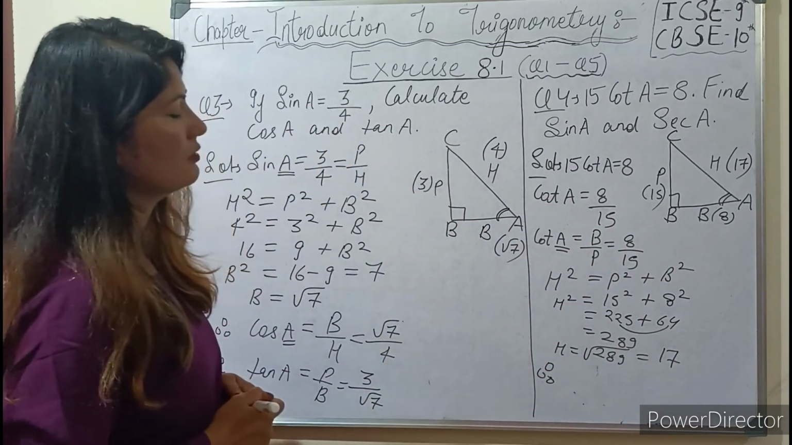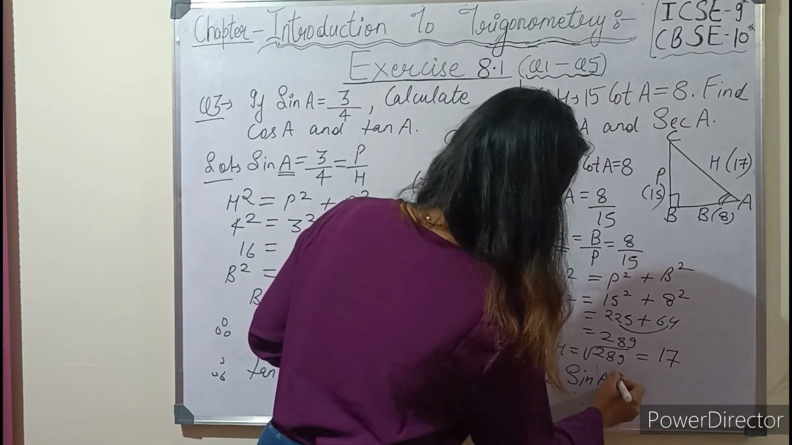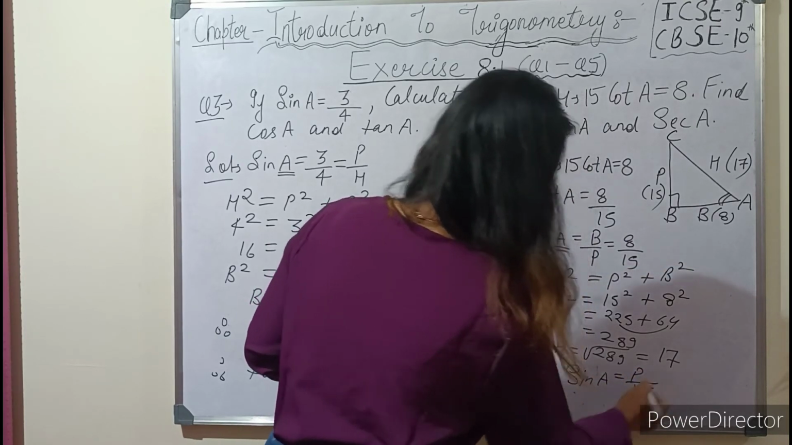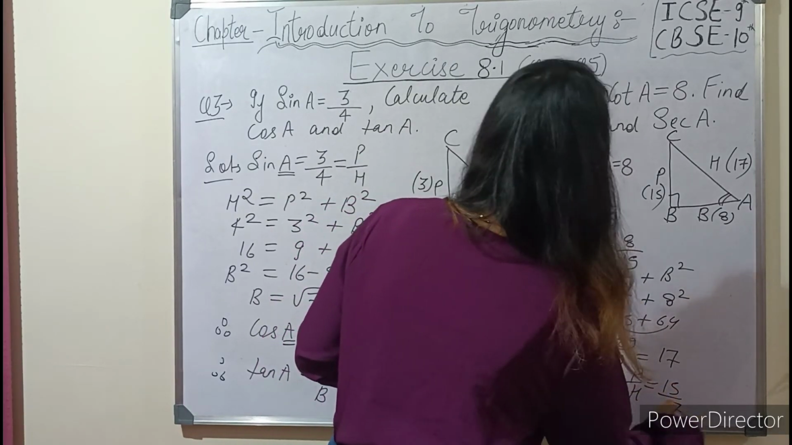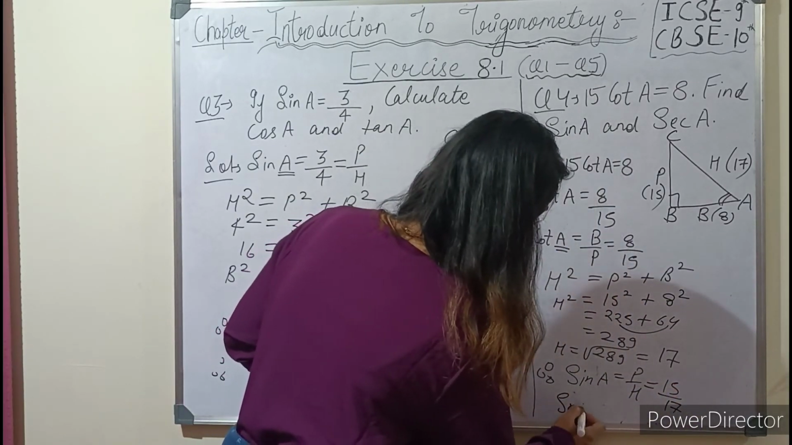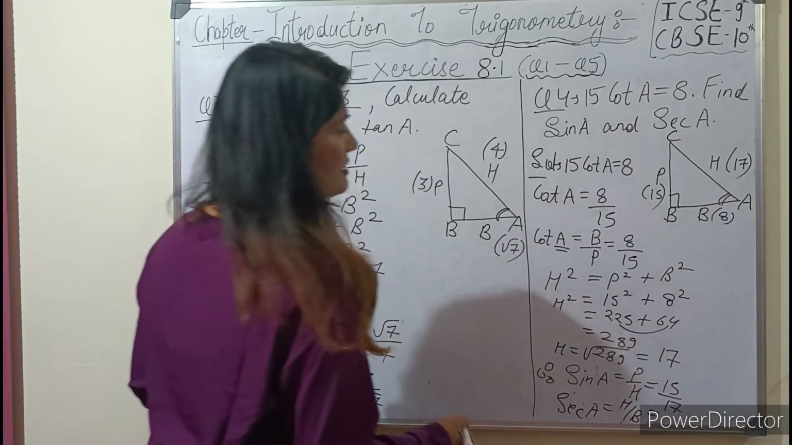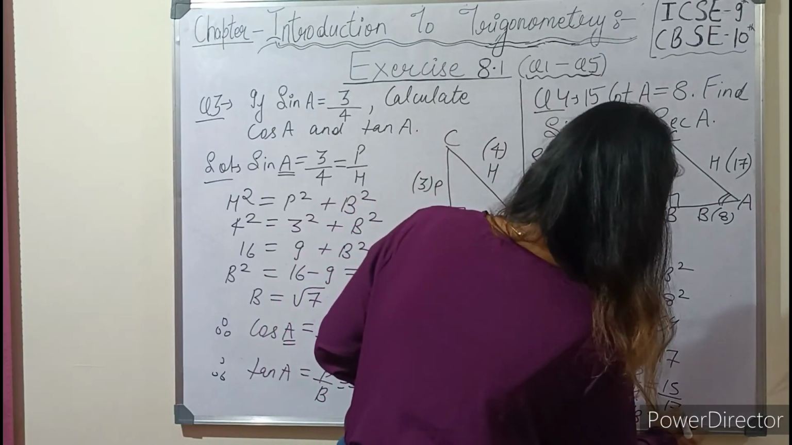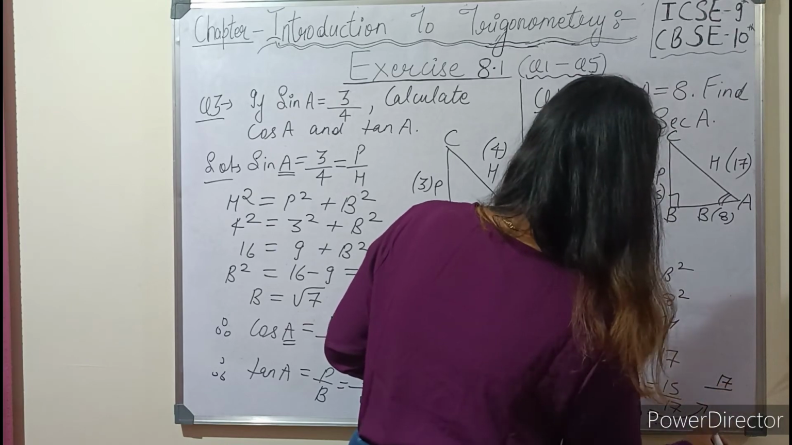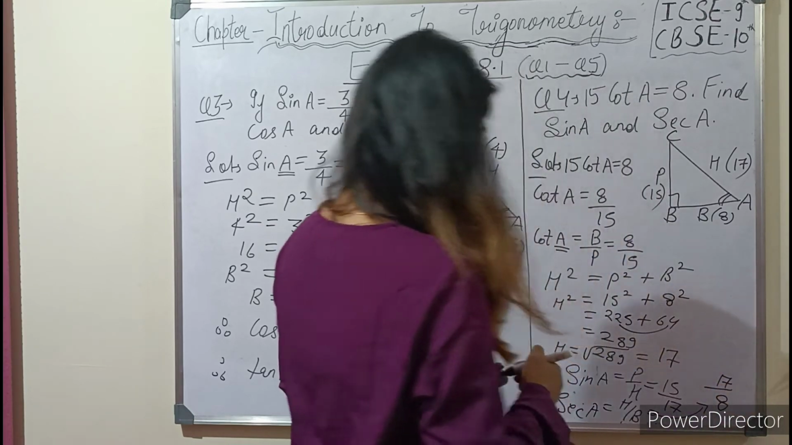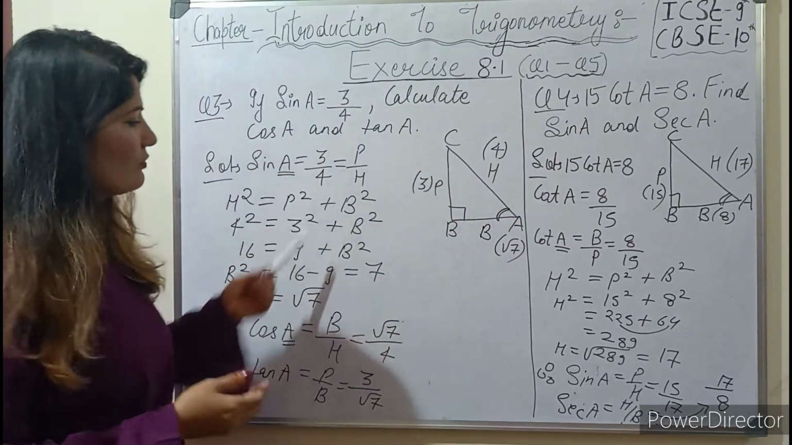So therefore the value of sine A is equal to P by H. So the answer is 15 by 17. Also the value of sec A is equal to H by B. So the answer is 17 by, okay, I am writing the answer this side. The answer is 17 by 8. So this is about question number 3 and question number 4. So please have a look.